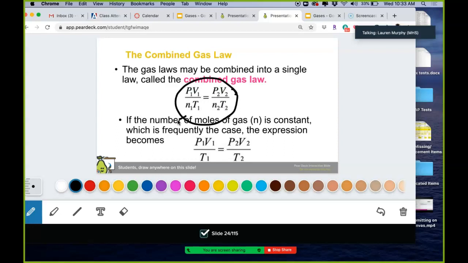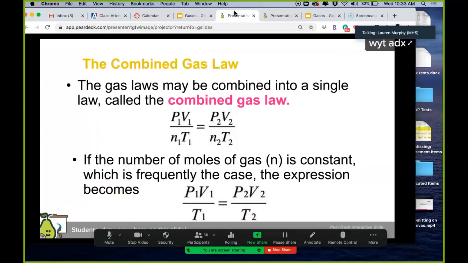This is the same thing. It's called the combined gas law. This one just doesn't have moles in it, meaning the moles are assumed to be constant. So this one is often referred to as well. Okay?